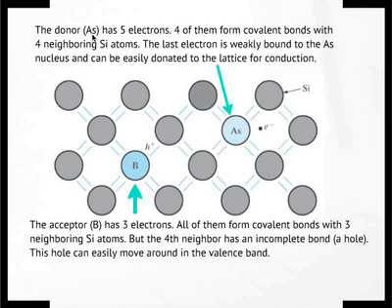In this case, the donor arsenic has 5 electrons, 4 of them form covalent bonds with 4 neighboring silicon atoms. The last electron is weakly bound to the arsenic nucleus and can be easily donated to the crystal for conduction to the lattice. So that's the arsenic. You have an extra electron that's very easily excited into the conduction band. For an acceptor, the opposite happens. The boron has 3 electrons, which means all of them form these 3 bonds with the neighboring silicon atoms, but the 4th neighbor is an incomplete bond. So it's a hole, which can very easily move around in the valence band. That's the physical picture.